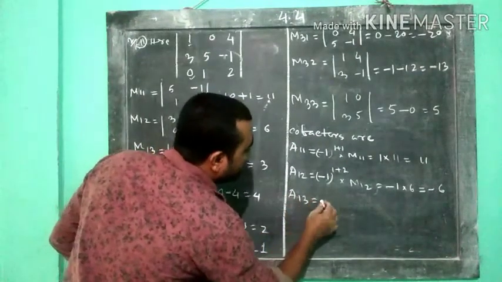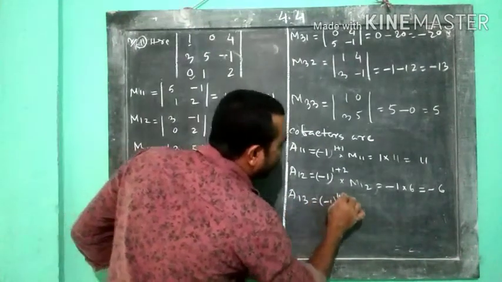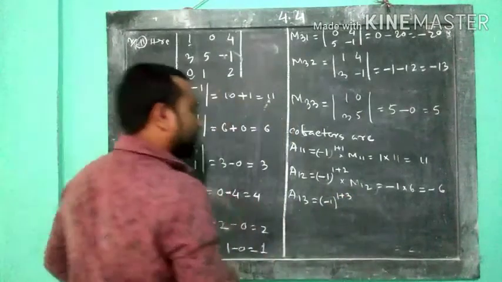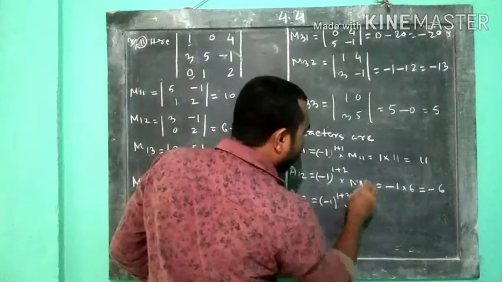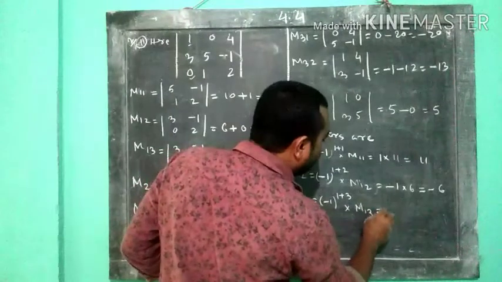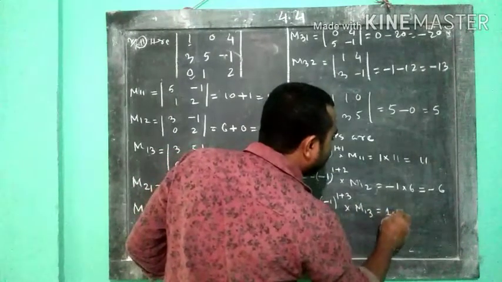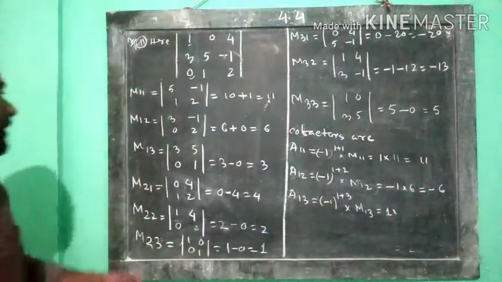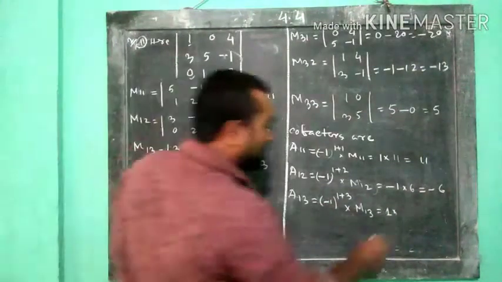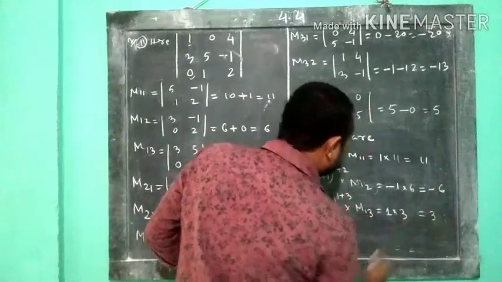A13, that is minus 1 to the power 1 plus 3, into M13. So the sign should be positive into M13. Here M13 is plus 3, so this is equal to plus 3.